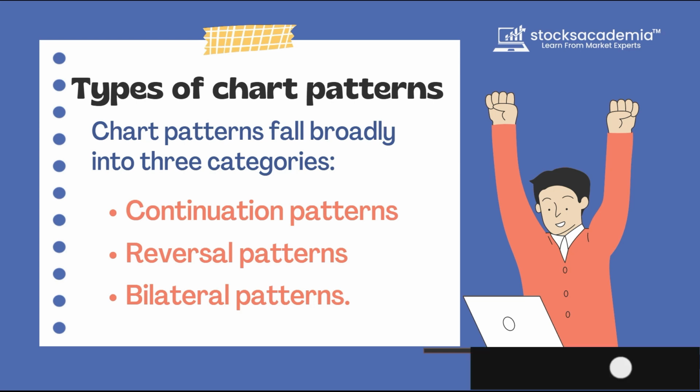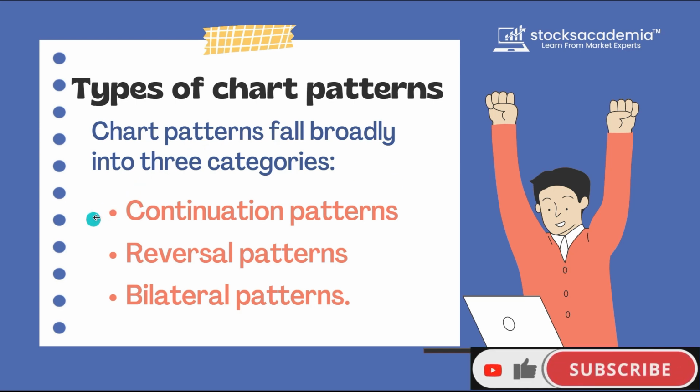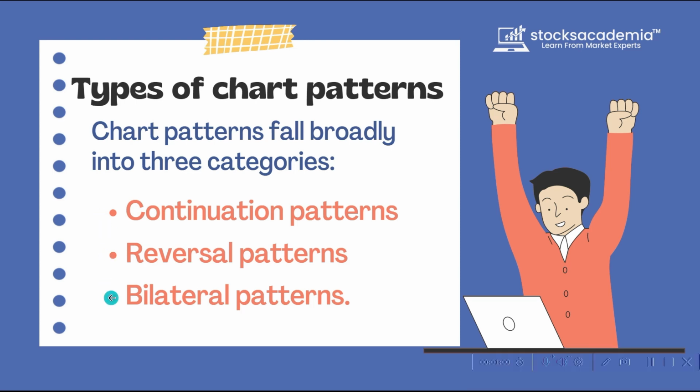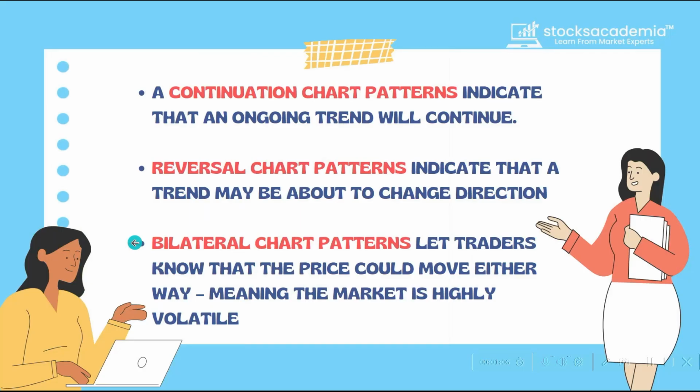Chart patterns fall broadly into three categories. First one is continuation patterns, second one is reversal patterns, and third one is bilateral patterns. So we'll discuss these three one by one. First one is continuation chart patterns. Continuation chart patterns are those chart formations that signal that the ongoing trend will resume. Usually, these are also known as consolidation patterns because they show how buyers or sellers take a quick break before moving further in the same direction as the prior trend.